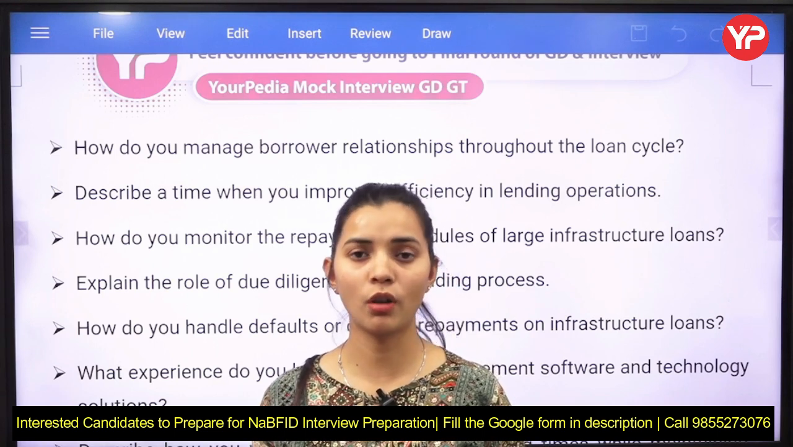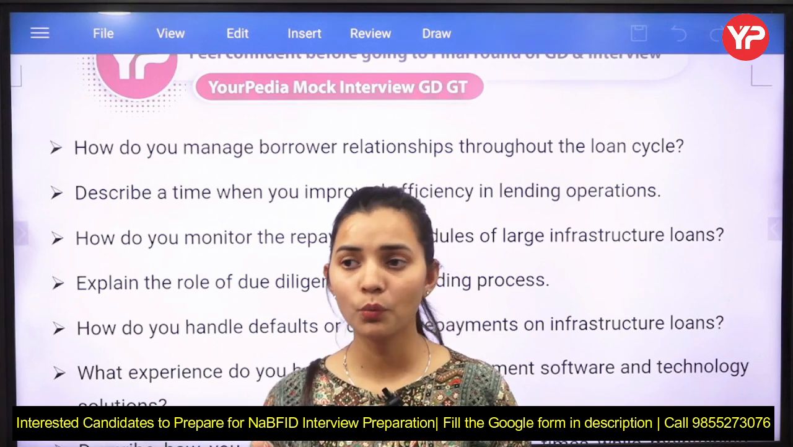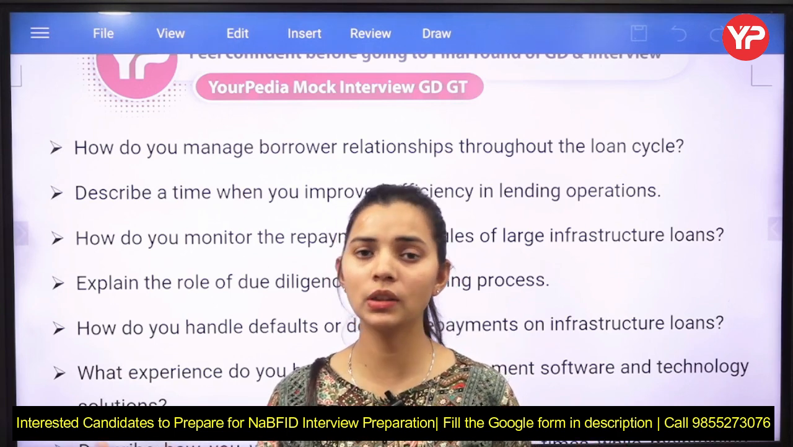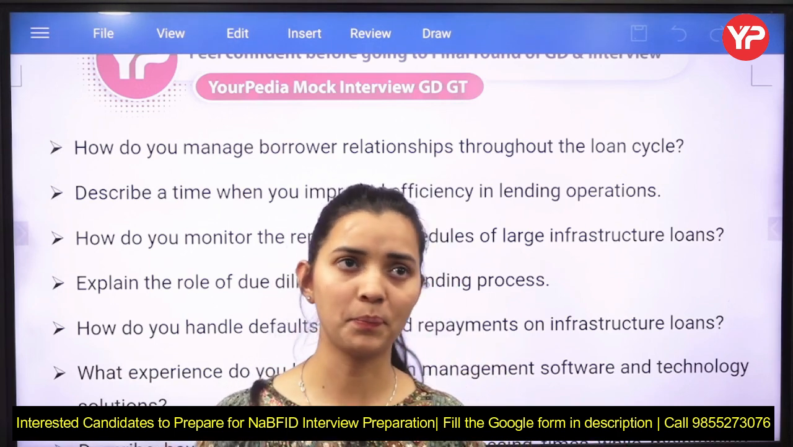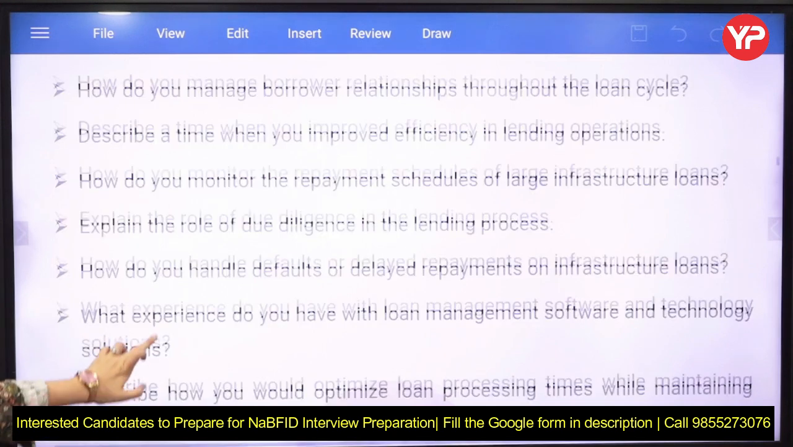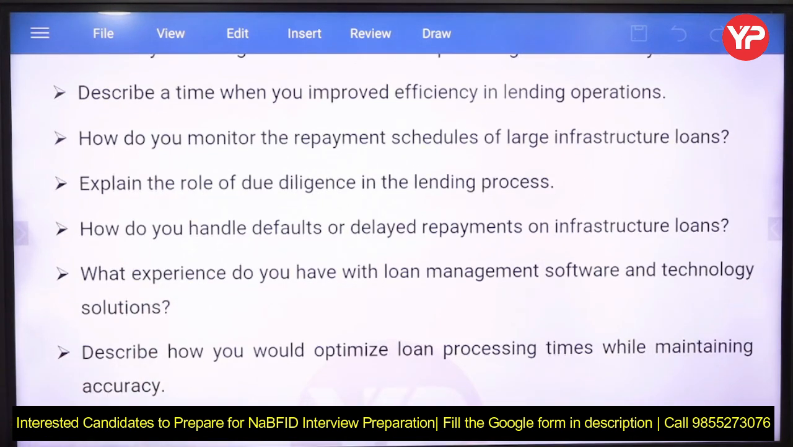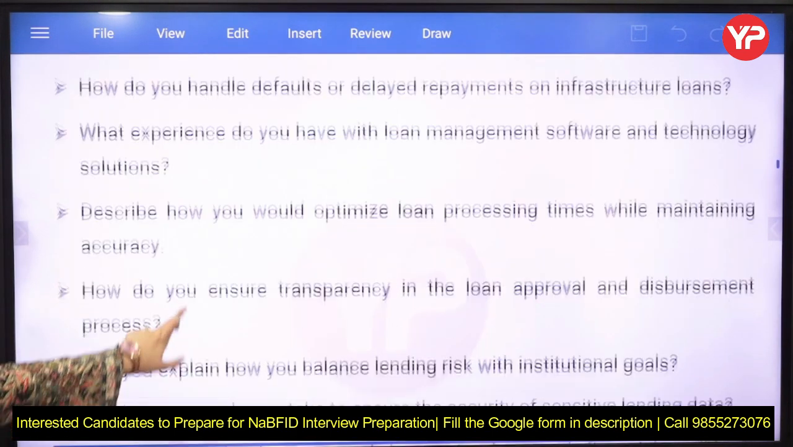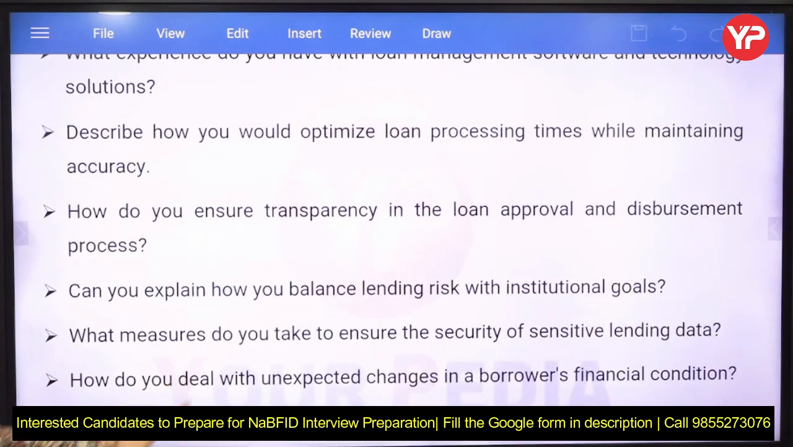If you are a lending operation officer, these questions will be asked: would you take the risk to borrow or lend with that kind of person? How would you communicate? How would you build a chain of relationships with them? How do you handle defaults or delayed repayments? How are we going to handle delayed payments? Payments are going to be postponed, and one person is not giving you the payment or the loan. What experience do you have with loan management software and technology solutions? How would you optimize loan processing time and ensure transparency in the loan approval and disbursement process?